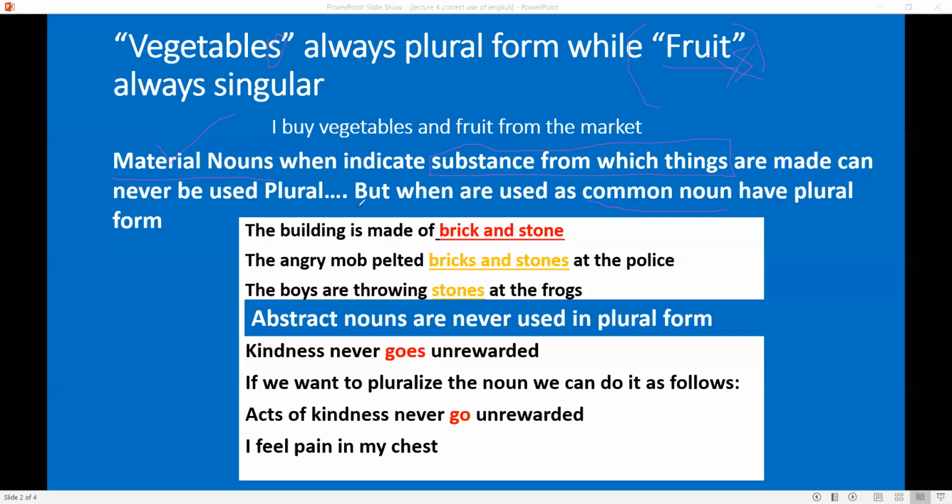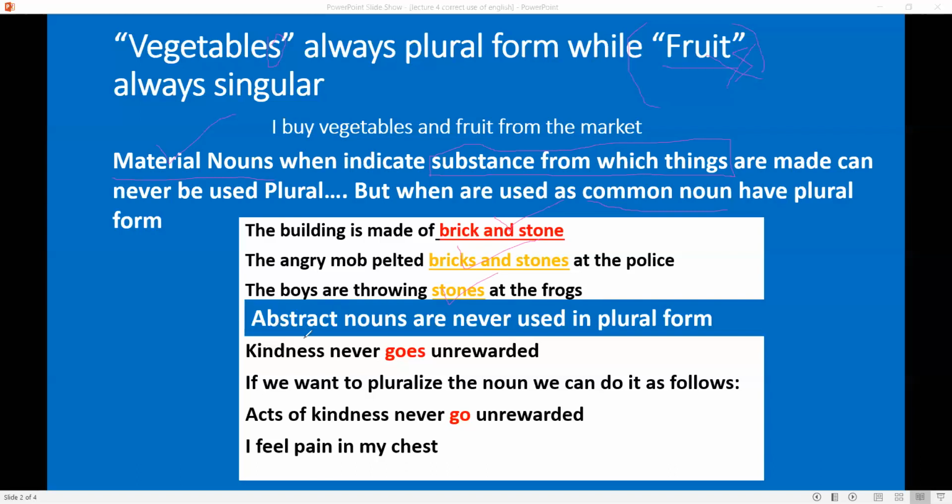When we use them as common noun: the building is made of brick and stone. Here it is used as a substance, as a material. The angry mob pelted bricks and stones. Here it is used as a common noun, not as a material or substance. The boys are throwing stones at the frogs. Here it is used as a common noun. So when a material noun is used as a common noun, plural can be made, but when it indicates substance, it can never be used in plural form. It will always be used in writing as well as speaking as singular.